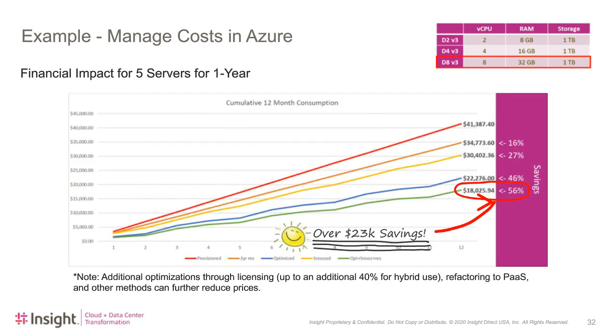You can see here cost savings over time. This is over the course of 12 months, saving $23,000.